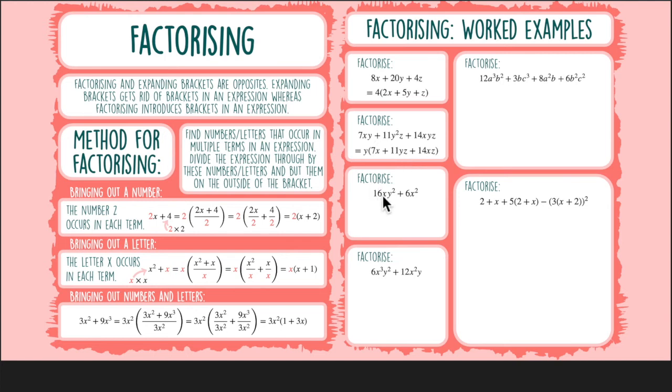Next one, factorise 16xy squared plus 6x squared. Okay, numbers first. We have a 6 here. 16 doesn't divide by 6, but 2 does. I think we can pull out a 2. Is there anything else? x occurs in here and x occurs in there. Okay, so we can pull out 2 and we can pull out x. First, let's pull out 2. So we get 8xy squared plus 3x squared. And now let's pull out the x. And there we go. That is the factorised expression.